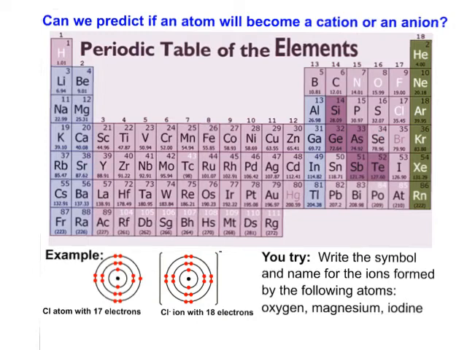In this family, oxygen would like to gain 2 electrons. So it's going to become an anion with a -2 charge, most likely. And nitrogen would like to gain 3.